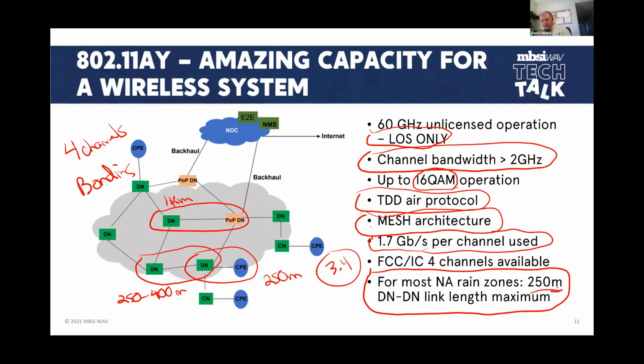So most of us here are in rain zone K, and so in rain zone K, the 250 meter number is valid. If we move to rain zones that are higher than that, we might have to be shorter. If we go to, you know, the middle of the desert, we can probably increase that by, you know, a few 100 meters or a couple hundred meters, depending on what we want to do. But at any rate, that's the kind of architecture and system design that we're talking about here for 802.11ay.